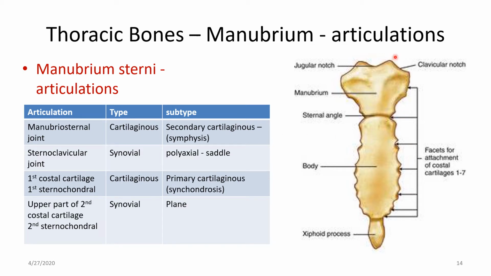Then there is the sternoclavicular joint, which is a synovial saddle type of joint. Then the first costal cartilage makes an articulation with the manubrium, and it is known as the first sternochondral articulation. It is a primary cartilaginous joint or synchondrosis. The upper part of the second costal cartilage also makes an articulation with the manubrium. That is the second sternochondral joint, which is a synovial joint of plane type.